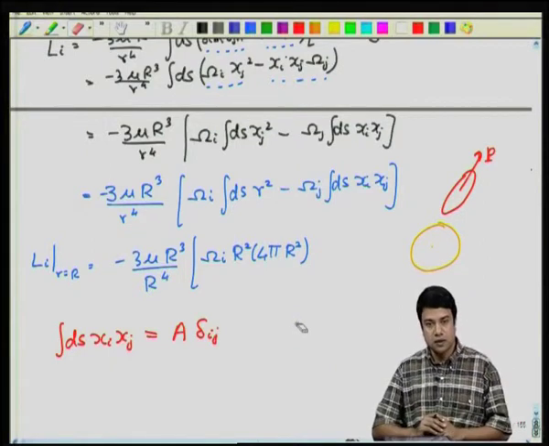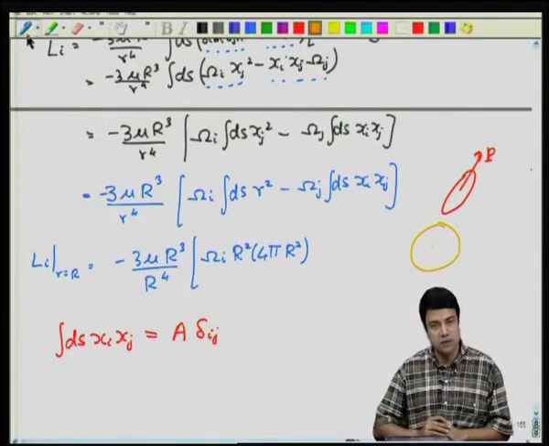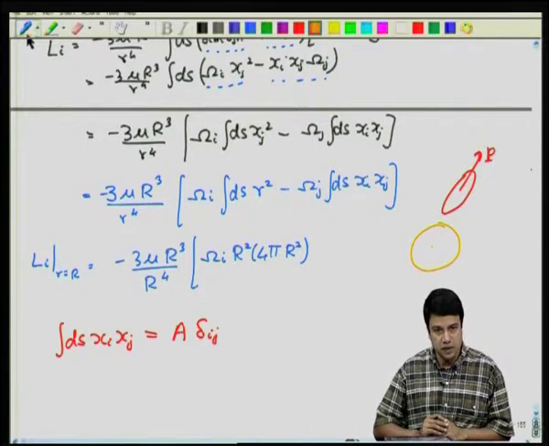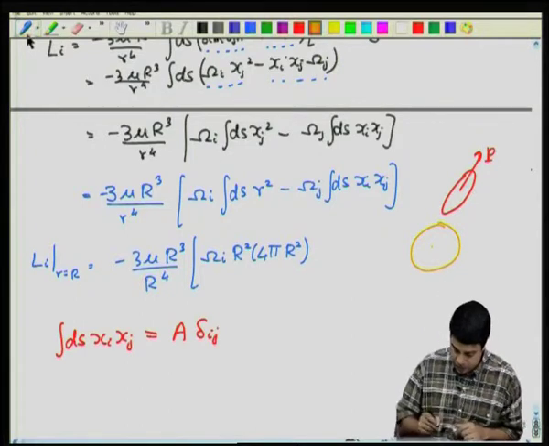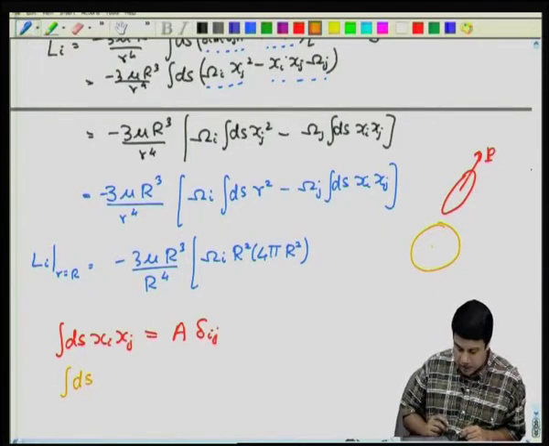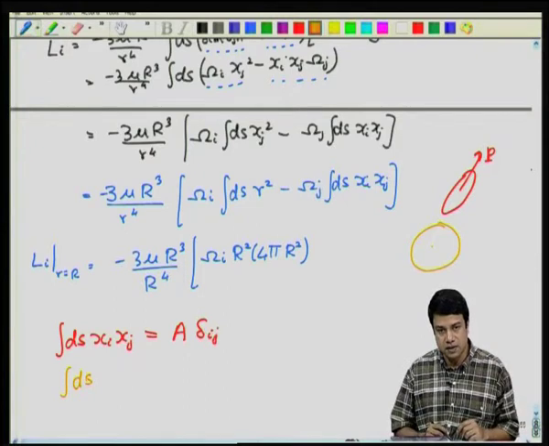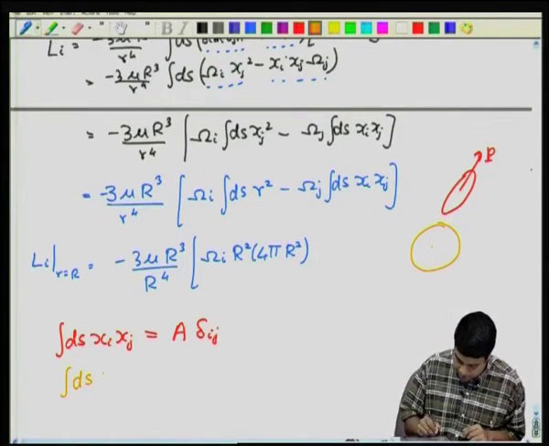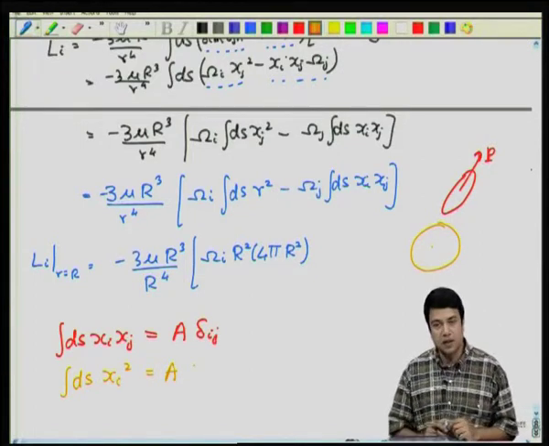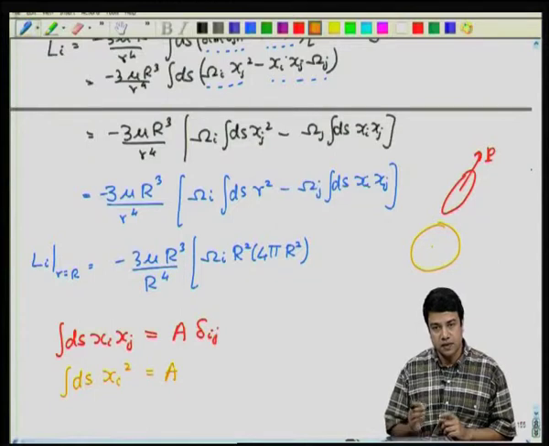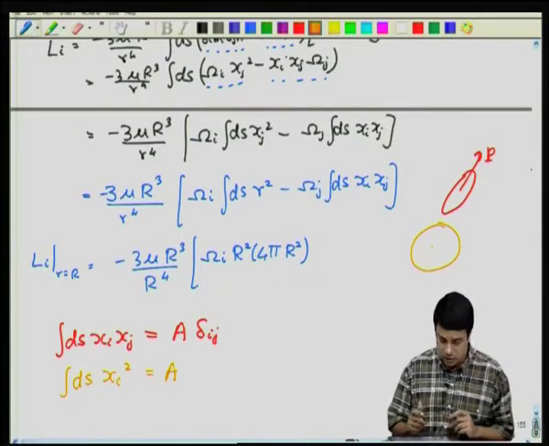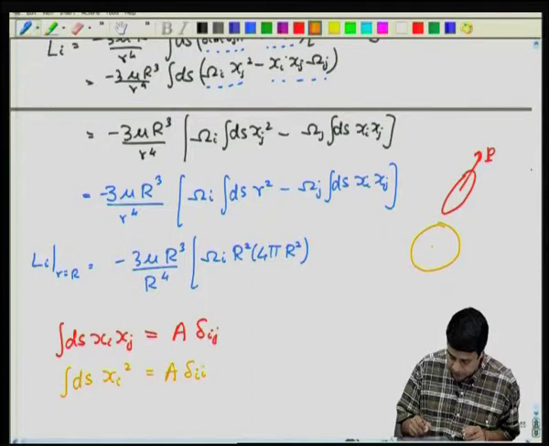So, how do I find out what is the value of A? The answer is quite simple. I can multiply both sides by delta ij. Integral ds xi xj times delta ij is just xi squared, is equal to A times delta ij times delta ij. In one of those I replace j by i and I just get delta ii.